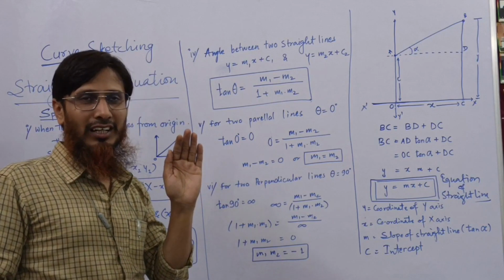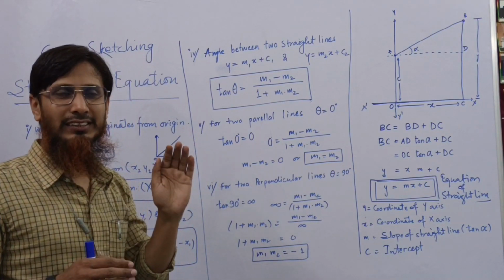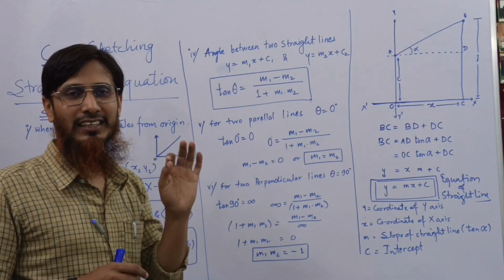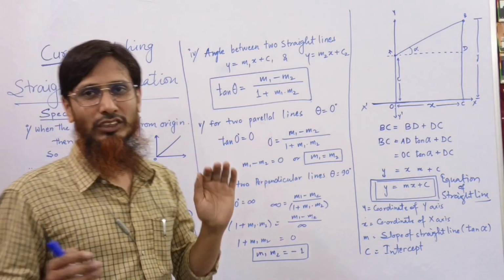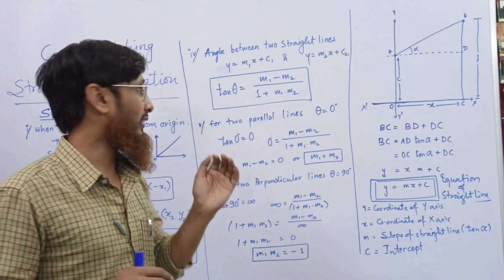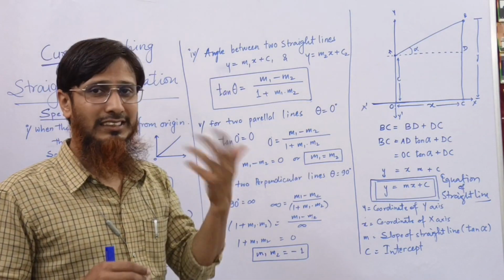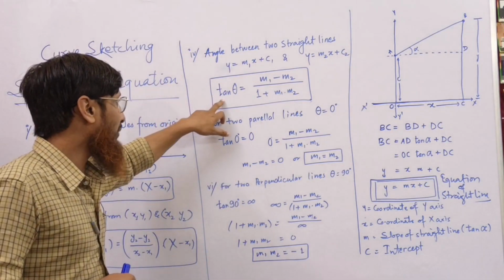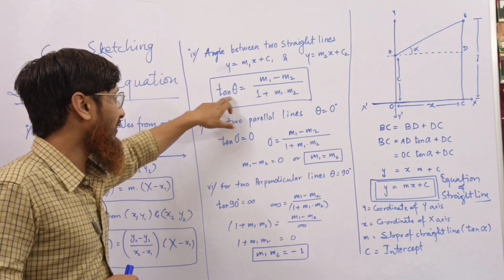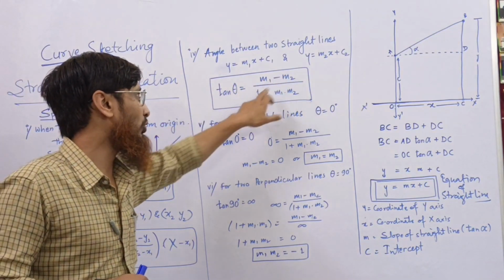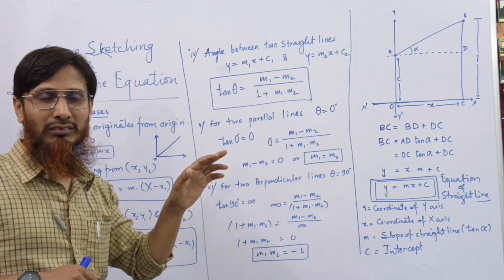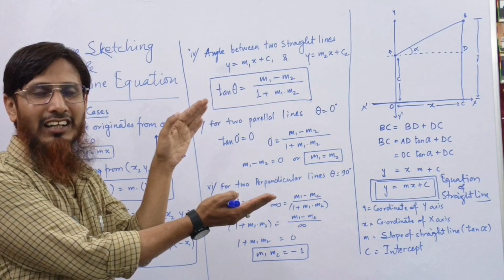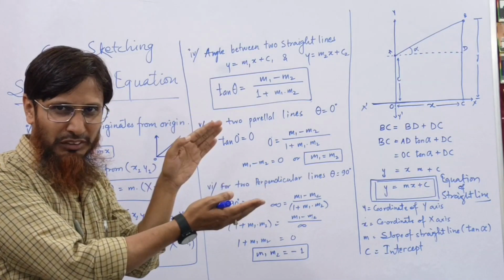If the equation of the first straight line is y equals to m1 x plus c1, and the equation of the another straight line is y equals to m2 x plus c2, then the angle between both of the lines would be tan theta equals to m1 minus m2 divided by 1 plus m1 into m2, when two straight lines are having some or the other angle between them.